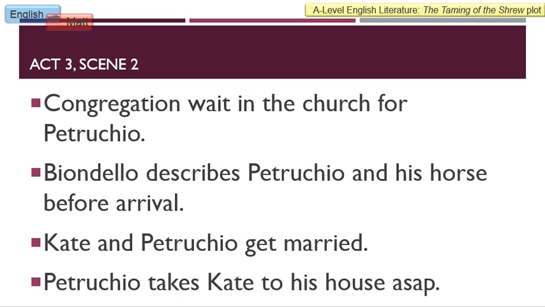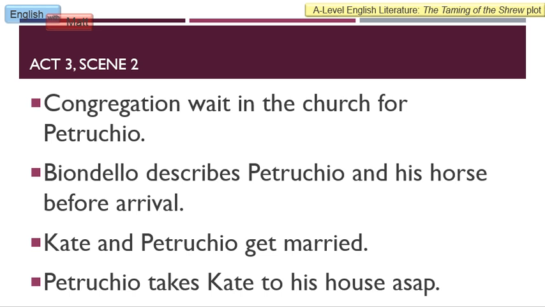Act 3, Scene 2, back to the main plot. The congregation are waiting in the church for Petruchio to arrive at his wedding. Remember, he has set the wedding day, Sunday, and yet he's late to it. And of course, he's late deliberately because it's part of his taming strategy.